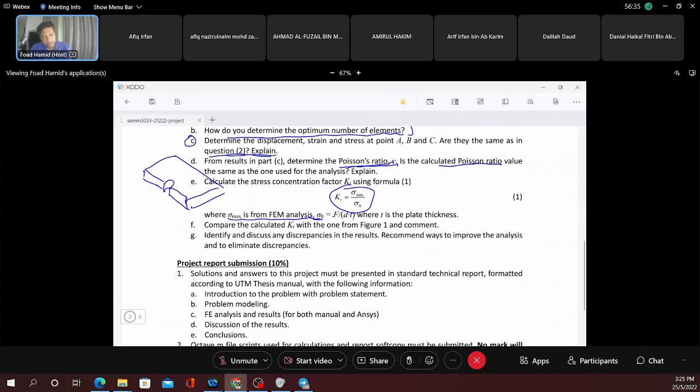So let's say this is the one. The thickness is T, and the area here, D, is basically this minus the diameter of the hole, because this is the area that we are interested in. So again, this is the area that we are interested in. All right, compare the KT with the one from figure 1 and comment.